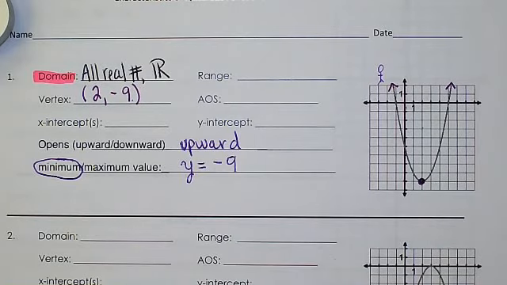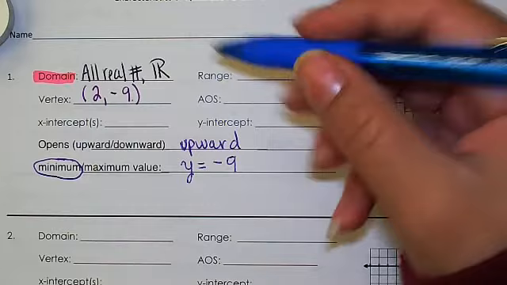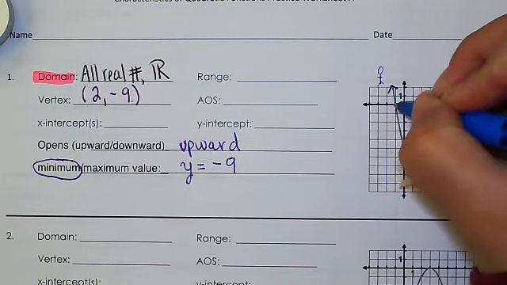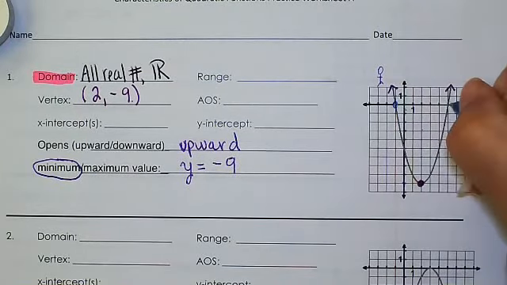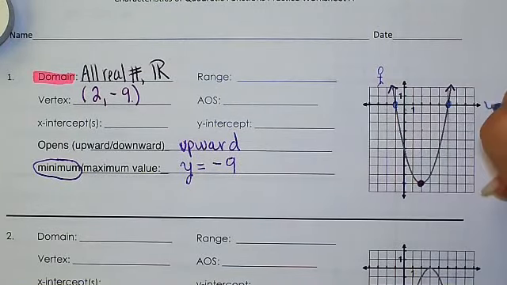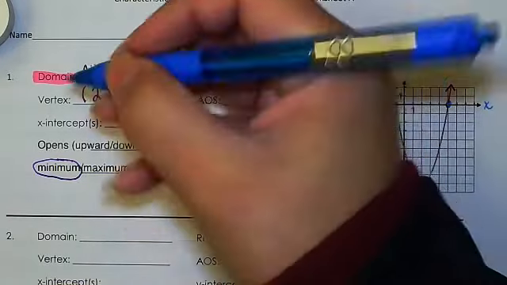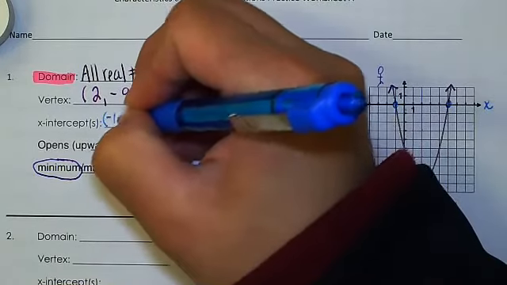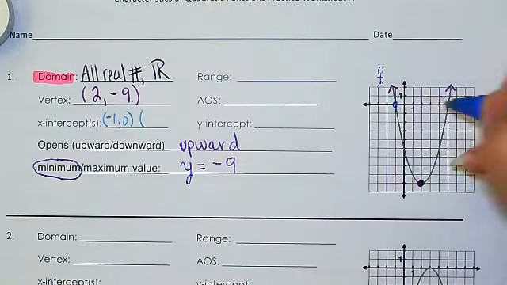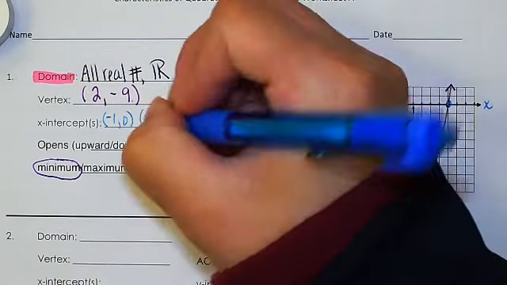Then you want to fill in the other information, like what are the x-intercepts? Well, I see one here and I see one here, because remember, x-intercepts are wherever it's crossing the x-axis. So negative 1, 0, and 5, 0.